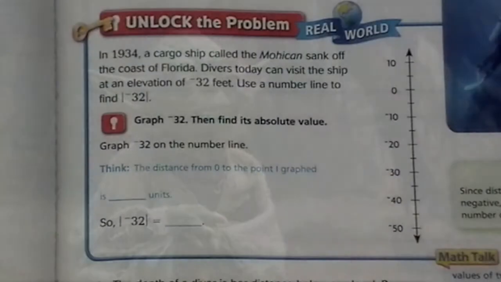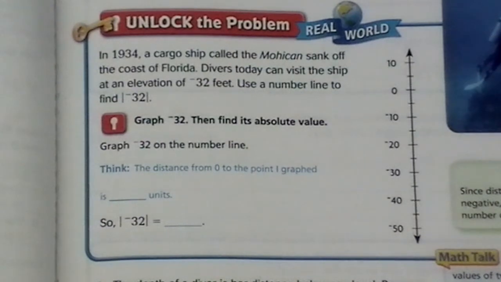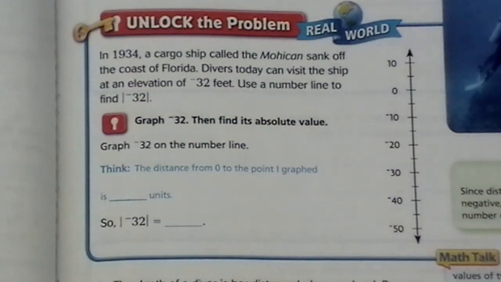Okay, so we're back here on page 115 in our textbooks, and I'm looking at the Unlock the Problem on page 115. So I'll read. Unlock the Problem. In 1934, a cargo ship called the Mohican sank off the coast of Florida. Divers today can visit the ship at an elevation of negative 32 feet. Use a number line to find the absolute value of negative 32.